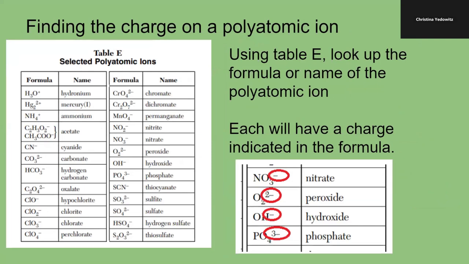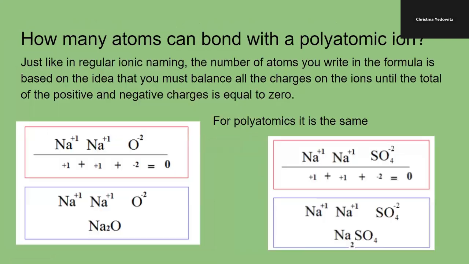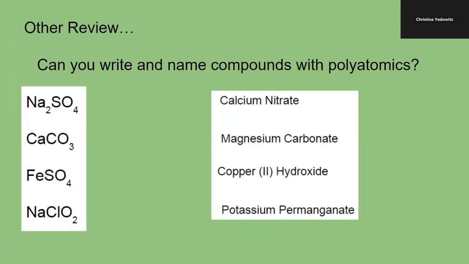Okay, so some of these charges can be confusing on table E because some of them have no number next to them. If there's no number, they mean 1. So for example, on table E, if it just says plus, remember it's a +1. If it just says minus, it's a -1. If it's more than that, it'll say -2, -3. Also, don't forget that these are subscripts, and polyatomics have the same writing, but if you have more than one polyatomic, that's when the parentheses come in.